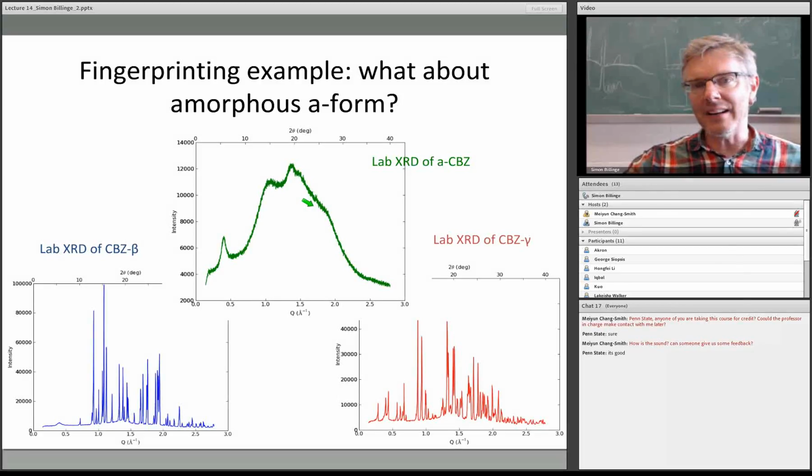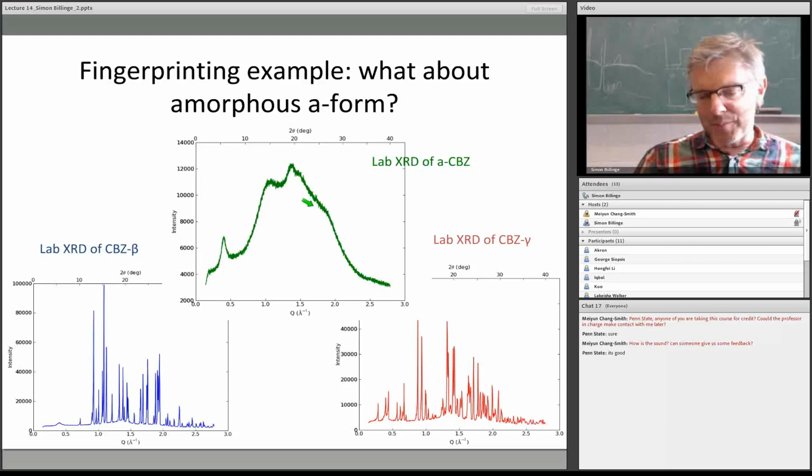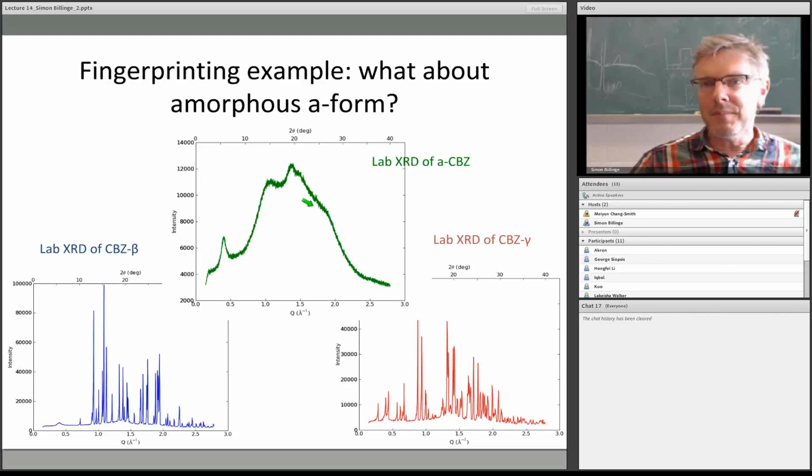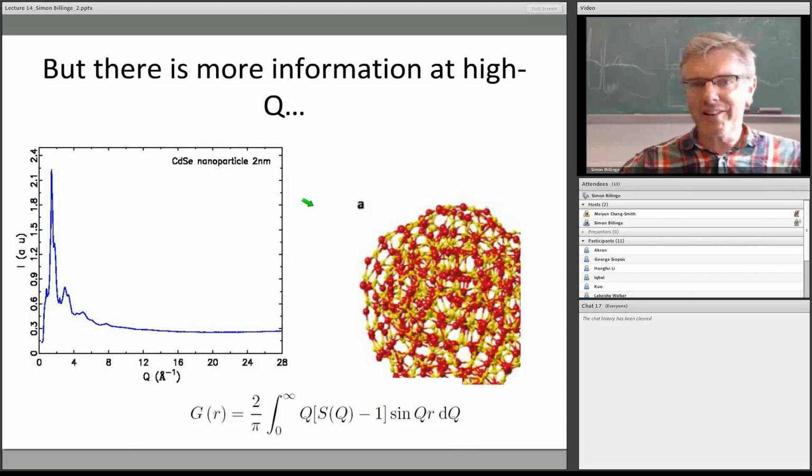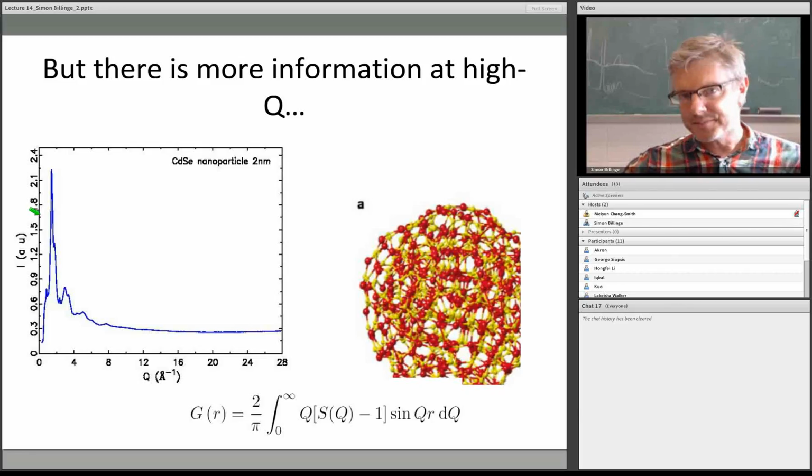But you might argue that when you have these nanoparticles, you're never going to solve the structure because you always have very limited information content in the diffuse scattering data. So one of our objectives is to get around this problem. And it turns out that we can do that by actually measuring to high Q. So let's go back to this cadmium selenide nanoparticle example.